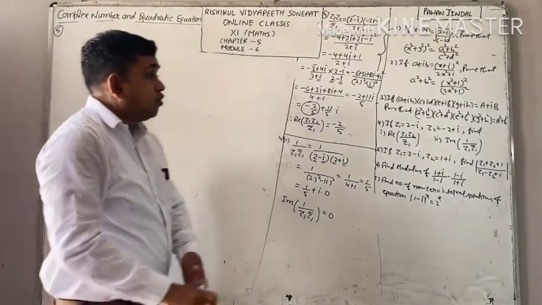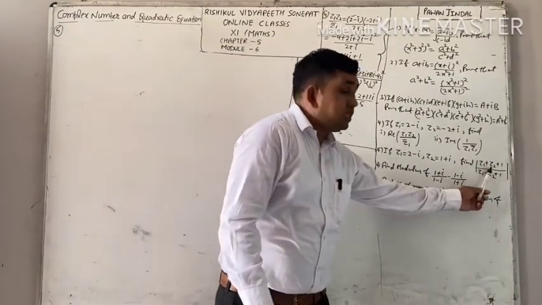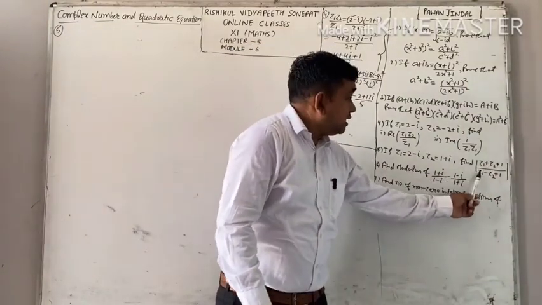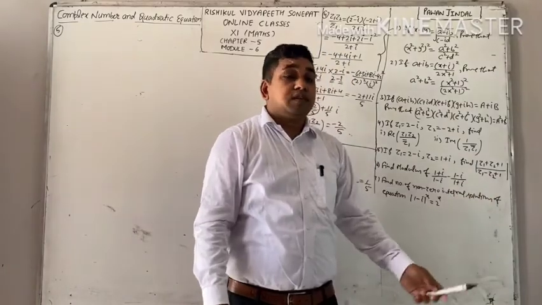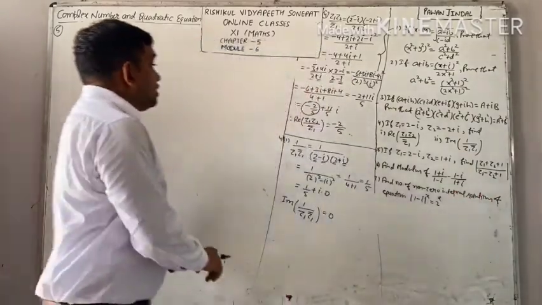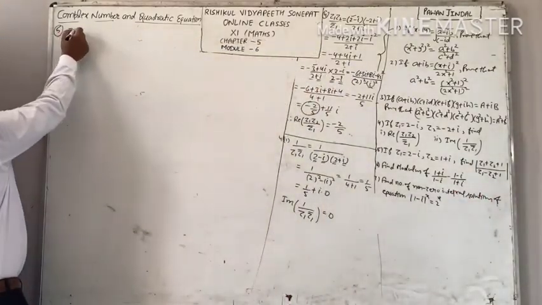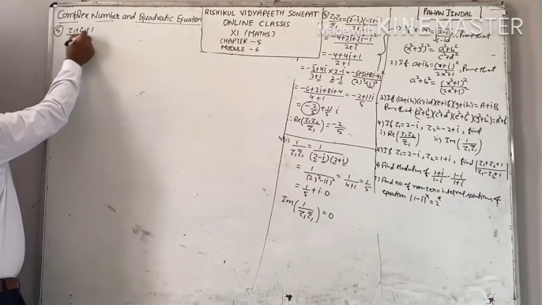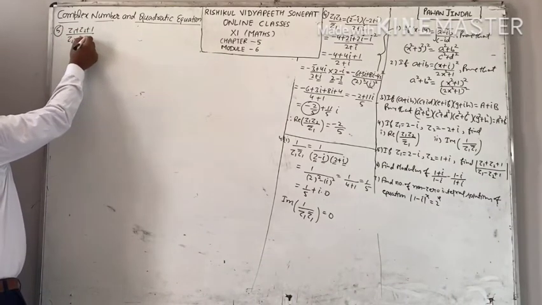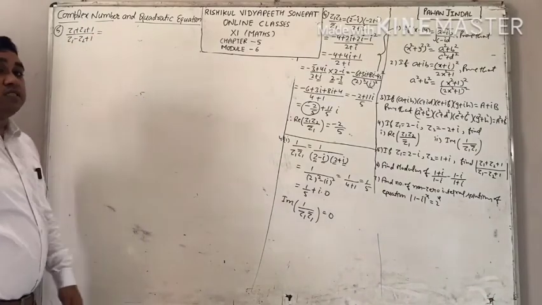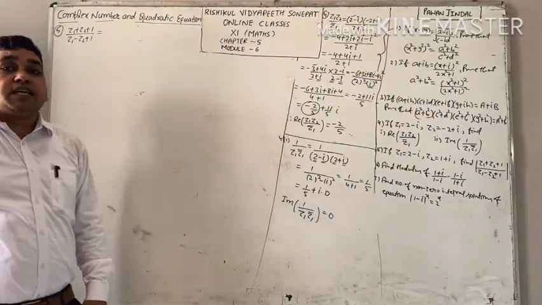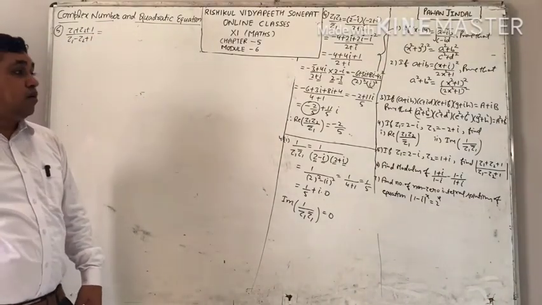We have to find out the modulus of (Z1 plus Z2 plus 1) divided by (Z1 minus Z2 plus 1). First of all, we will simplify this. We will write it in the form of A plus iota B. Then we will find out the modulus.